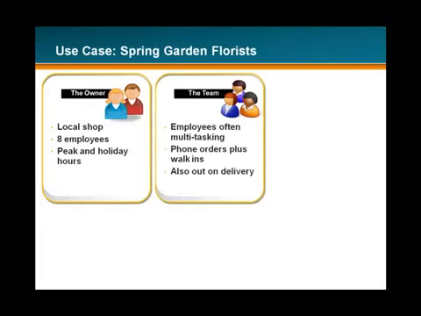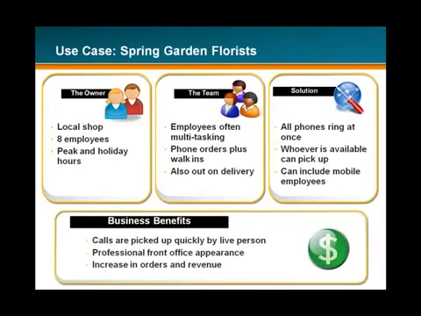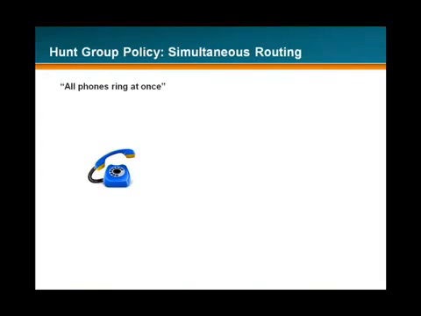The small team is often engaged with other duties, or are sometimes out on the road with deliveries. Because the team is so small, the owners never know exactly who is going to be in the shop. Therefore, all incoming calls will ring all the phones at once, so whoever is available can pick up the call. This is called a simultaneous Hunt Group. The mobile phone numbers of the owners are also included in this Hunt Group, as they want to make sure that all calls are picked up live if possible. The benefits for Spring Garden Florists include a professional appearance despite their small size, personal service, and thus an increase in order uptake. Now let's take a look at how a simultaneous Hunt Group works.